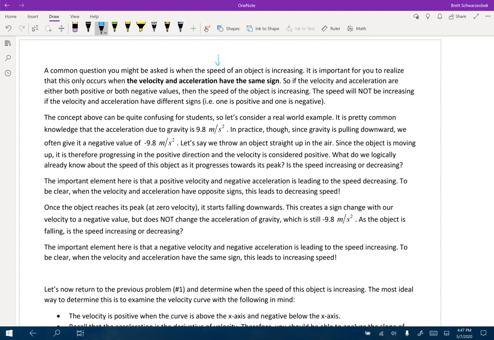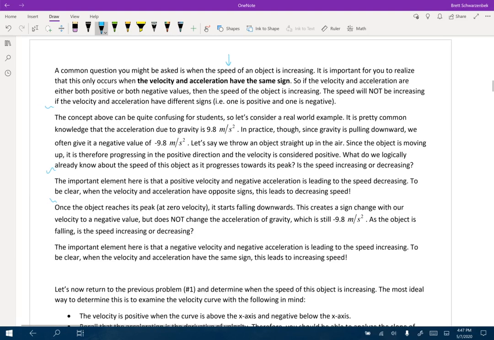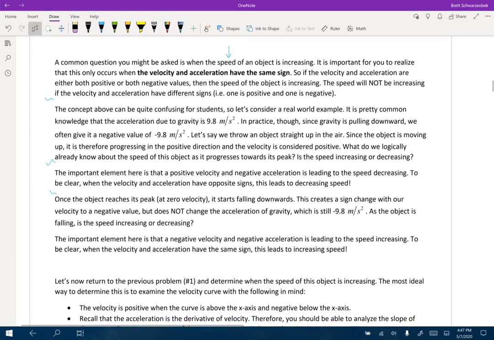I'm going to be chatting a lot, so you can see there's like paragraphs here going on, right? So we're going to be chatting this up. Not going to be writing a lot, but really open your brain up right now. Make sure it's clear, and you can understand what is coming. This is important. It says a common question that might be asked is when the speed of an object is increasing.